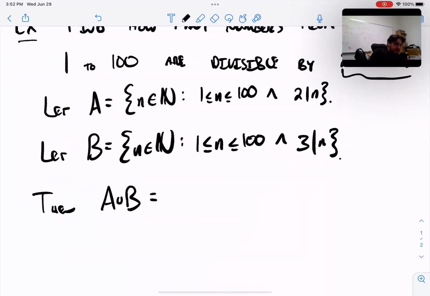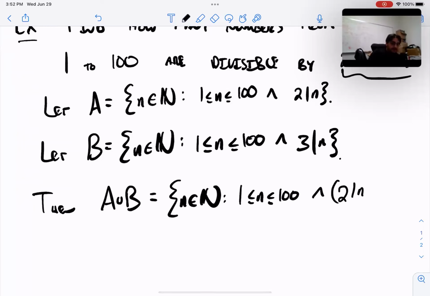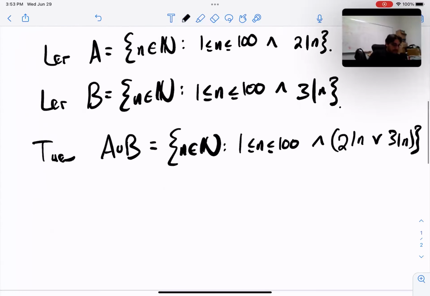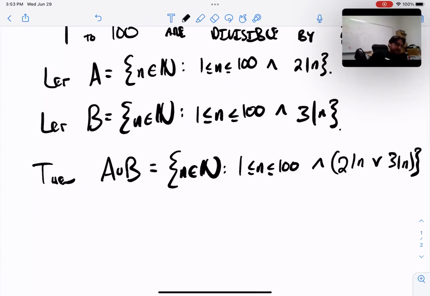A union B is all the numbers from 1 to 100 that are divisible by 2 or 3. This is how we define a union: you take the or of the membership condition for A with the membership condition for B. Okay, so what can I do? Well, I can think of the size of A. So the size of A is going to be what?